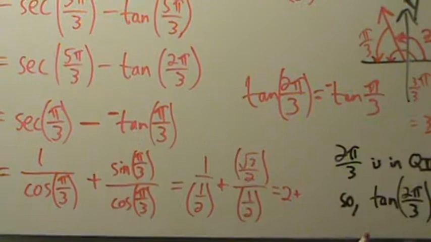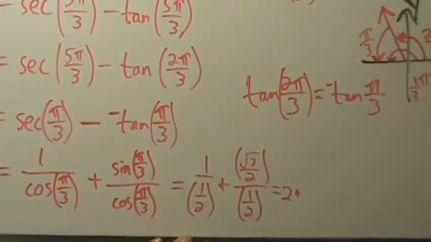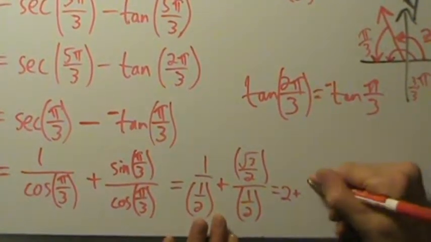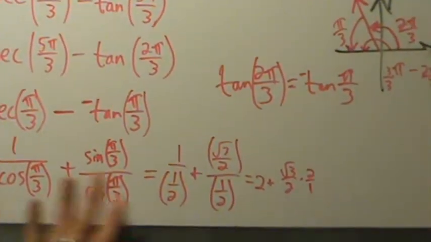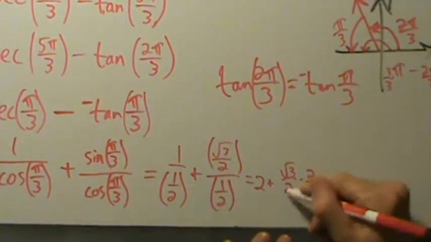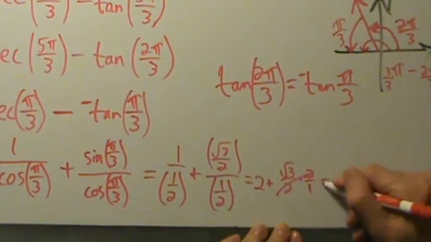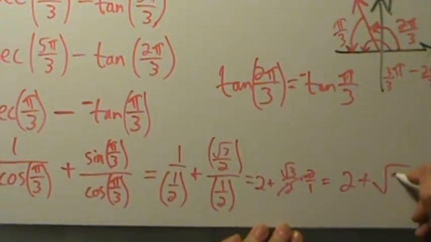Root 3 over 2. Let's erase this. Root 3 over 2 divided by a half. That's root 3 over 2 times 2 over 1, right? So dividing by a fraction means multiplying by the reciprocal. So the 2's cancel and we just have root 3. So this is 2 plus the square root of 3. Okay.